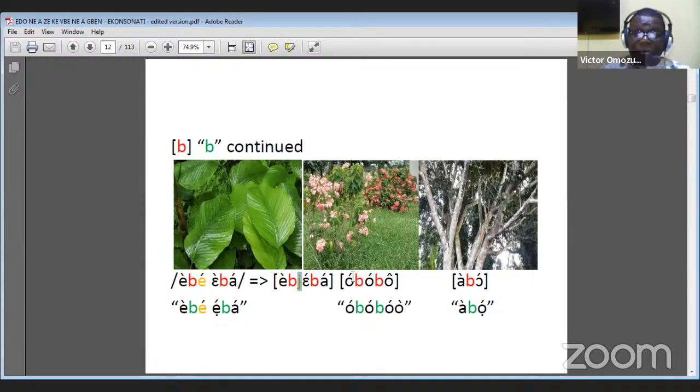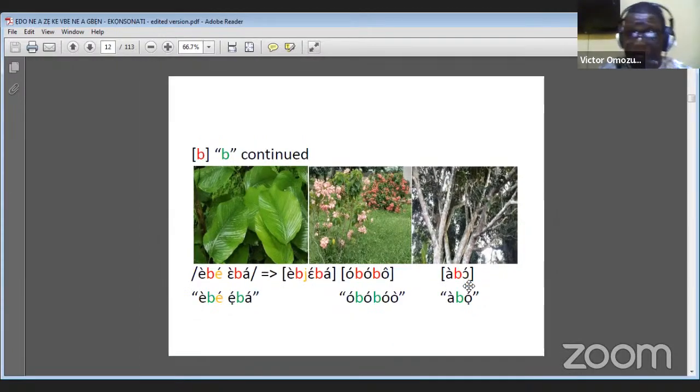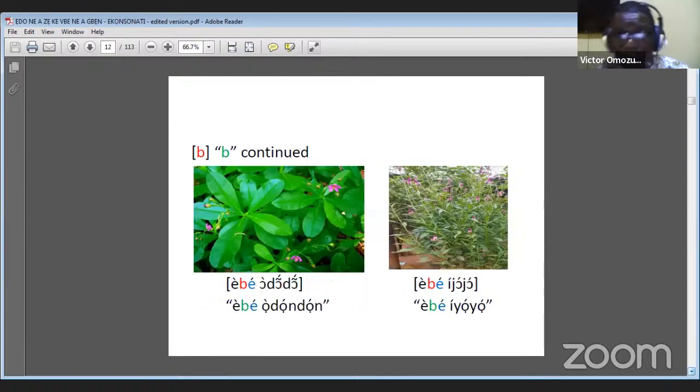Then you have the B in obobo. You can see, the last syllable there, the tone is a falling tone. And then you have it in abo. Abo, as you can see, branches, the branches of a tree. That is abo. B continues.